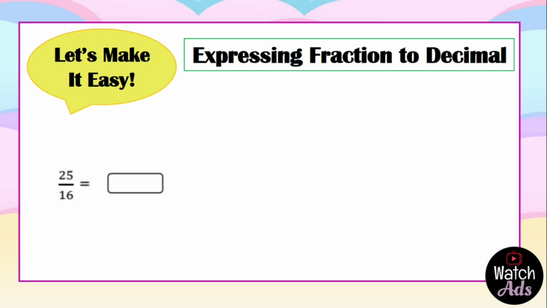Let's have another example. 25 divided by 16 is equal to what? Now, there are a lot of ways that you can divide this number. This is an improper fraction. You can convert it to a mixed number, that is 1 and 25 less 16 is 9, so 1 and 9 over 16. You can just divide 9 by 16, but in this operation, I opted to use 25 divided by 16.